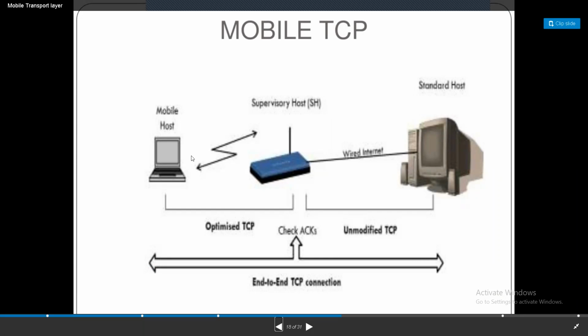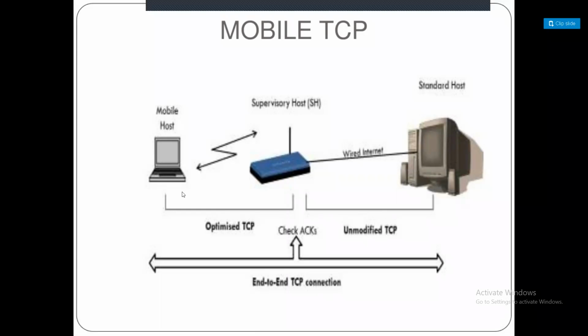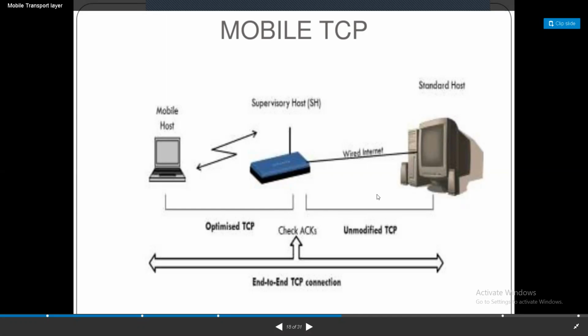Just see the diagram first. The transmission happens from the mobile host to the standard host, as well as from the standard host to the mobile host. Now, whenever a standard host transmits data to the mobile host, listen carefully to this point, what will it expect from the mobile host after sending the packet? It will expect an acknowledgement, but after some time it does not receive any acknowledgement from the mobile host. What is the reason why the mobile host is not sending an acknowledgement to the standard host?